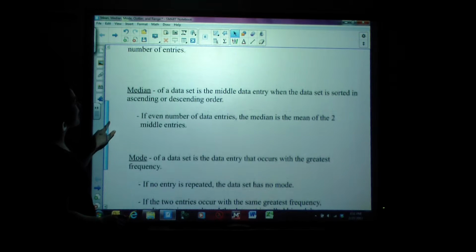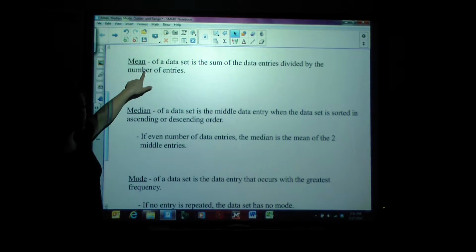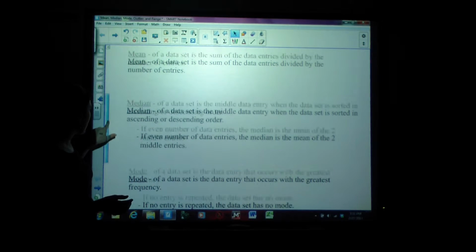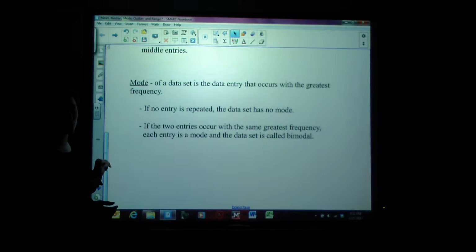So mean is when we add up all the numbers and divide by the total. Median is when we put them in sorted order and count to the middle. And mode is the one that occurs the most frequently. So we need to keep those straight.